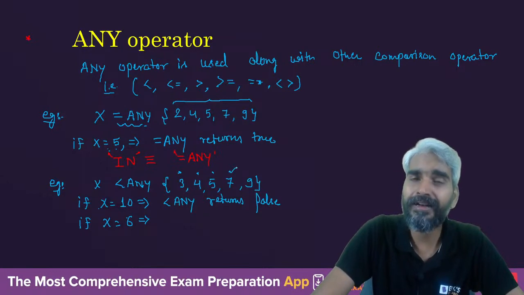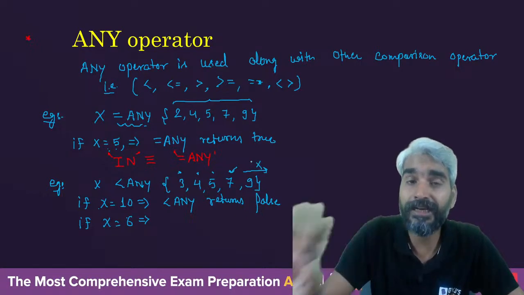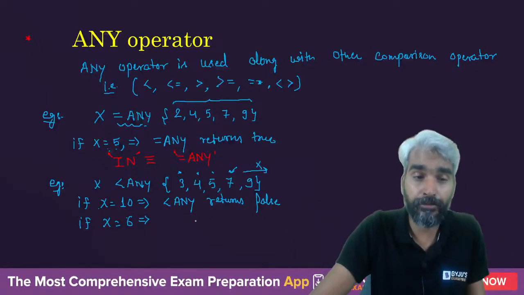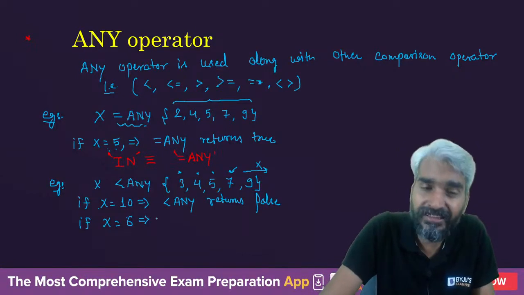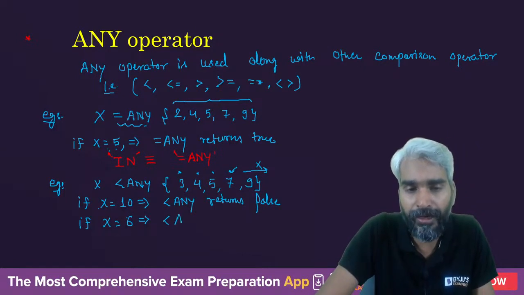So the moment it identifies that yes, 6 is less than or equal to an element of this set, it will not check the remaining elements. So if x, or 6, is less than or equal to any of these elements, yes, therefore any returns true.